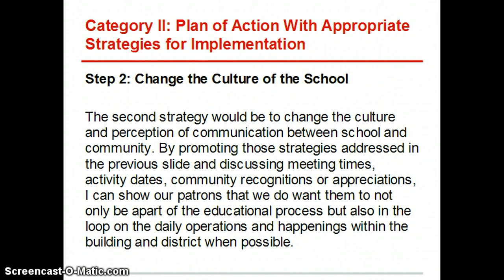Step 2, change the culture of the school. The second strategy would be to change the culture and perception of communication between school and community. By promoting those strategies addressed in the previous slide and discussing the meeting times, activity dates, community recognitions or appreciations, I can show our patrons that we do want them to not only be a part of our educational process, but also to be in the loop on the daily operations and happenings within the building and district when possible.